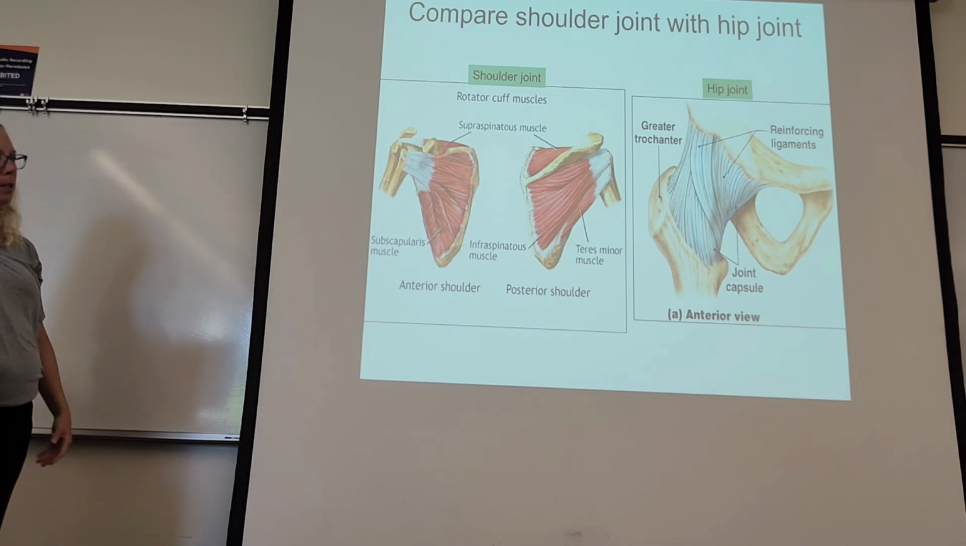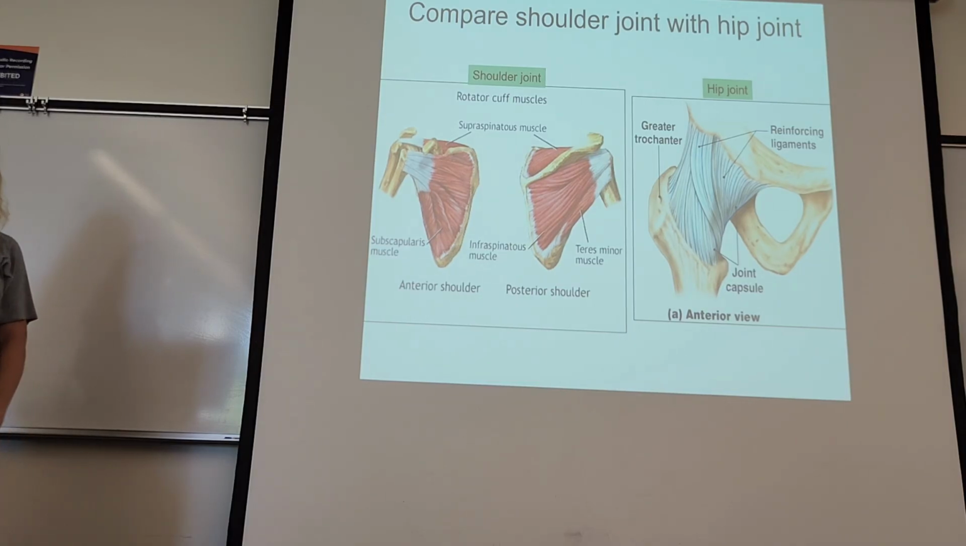And then ligaments, we're not identifying those specific ligaments in the hip, but the hip has quite large ligaments that again reinforce the joint, which makes it really stable. I mean, the head of that femur is in that acetabulum, and it's going to take a massive force to get it out. Okay.